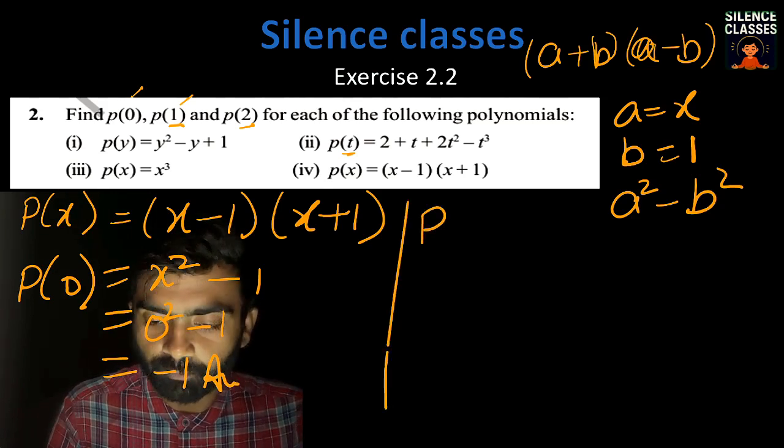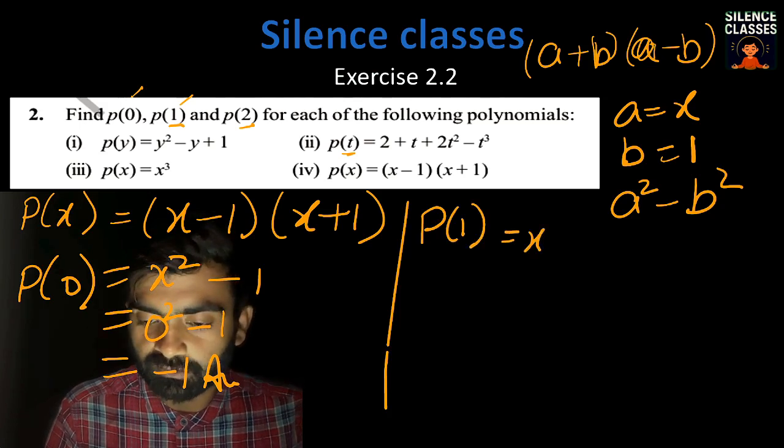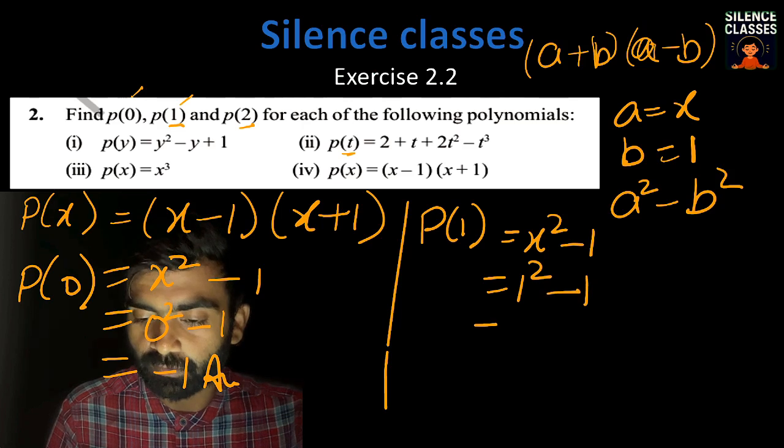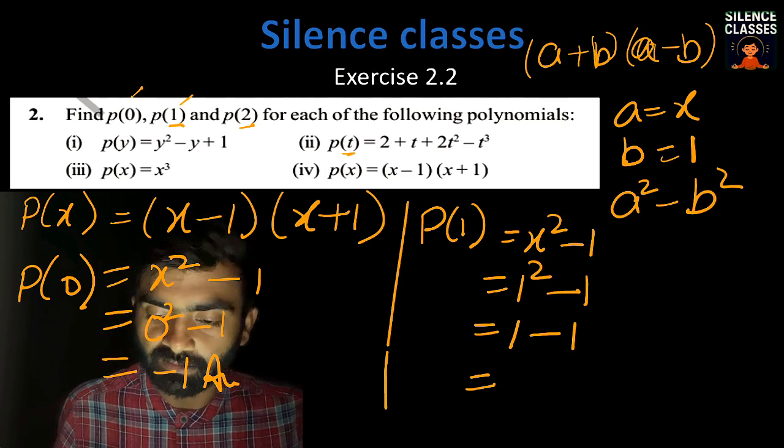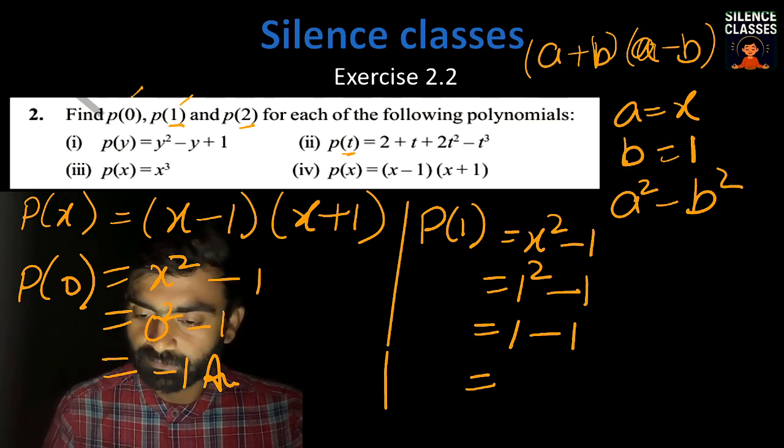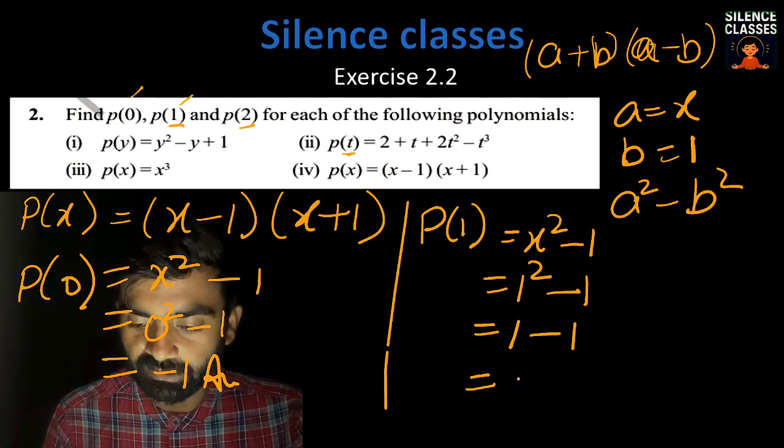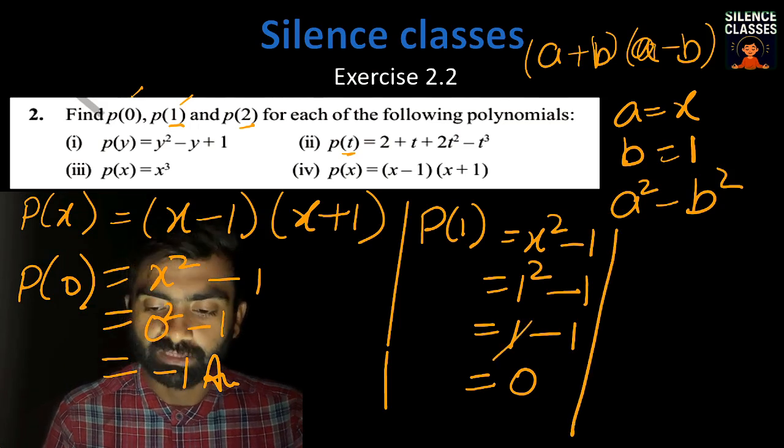Now we have to put x equals 1 in x square minus 1. So 1 square minus 1, we will get 1 minus 1, which is 0. So we can cut this out.